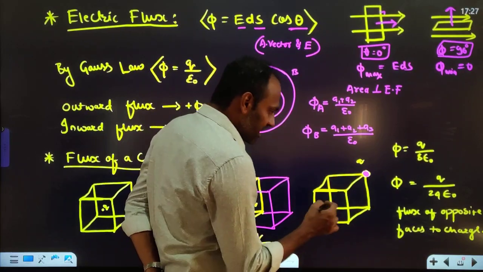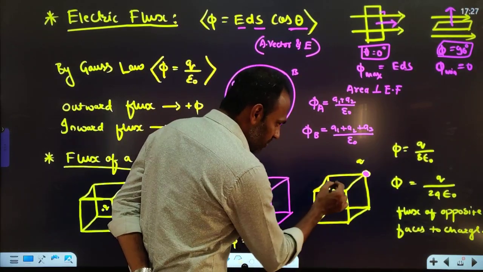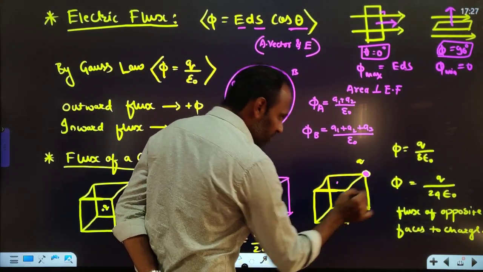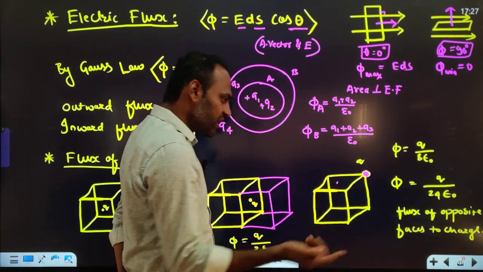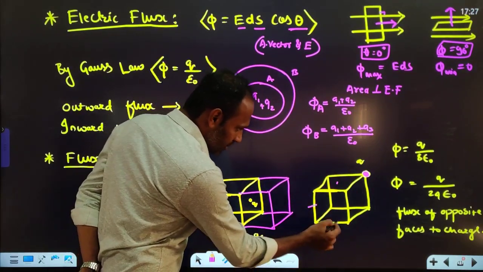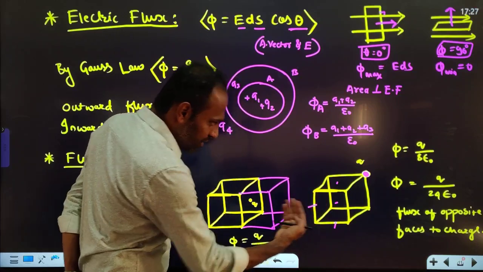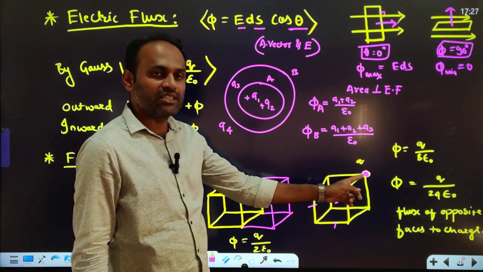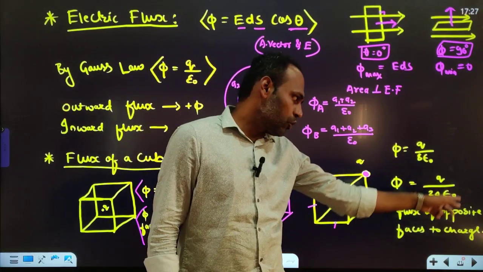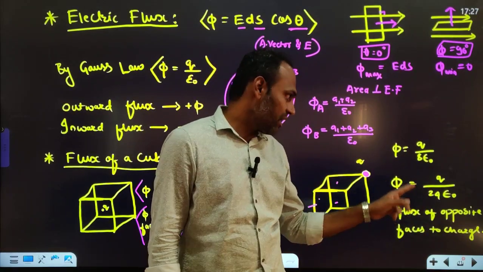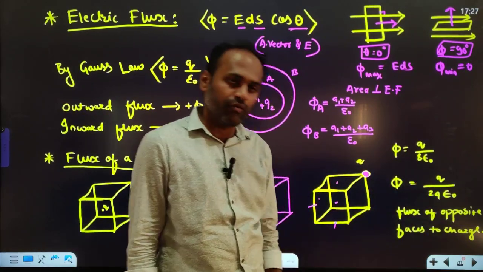And there are 3 faces which are in touch with this charge now: the top face, backside face, and side face. There are 3 faces which are not in touch with the charge: this one, this one, and the front side. These opposite faces will have this much amount of flux: Q by 8 epsilon naught divided by 3, so Q by 24 epsilon naught.